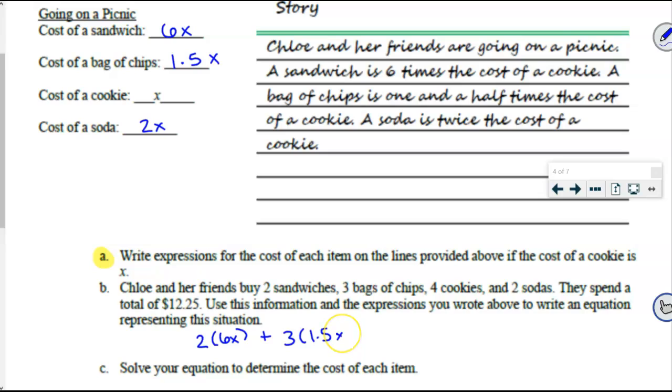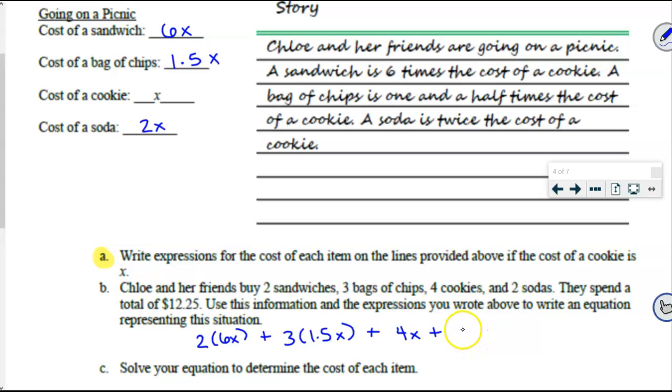3 bags of chips. Porter. Yes, 3 in parentheses 1.5x because we're buying 3 bags of chips and the 1.5x represents the cost of a bag of chips. You guys get the idea now, right? 4 cookies, that's going to be 4x. Could you put the x in parentheses like we've done the others? Yeah, is it necessary? No. 4x.